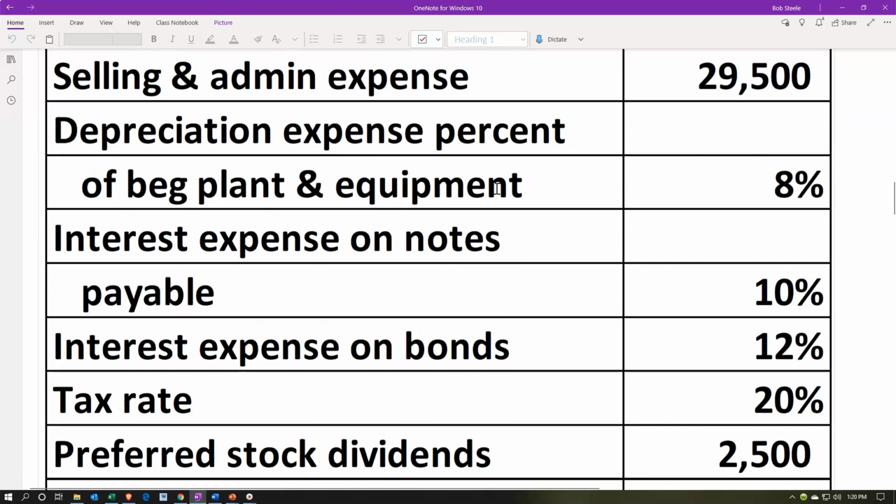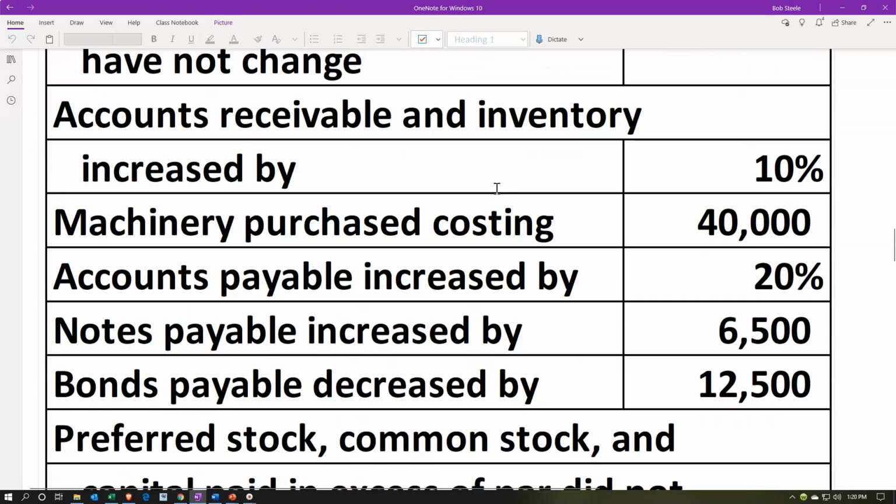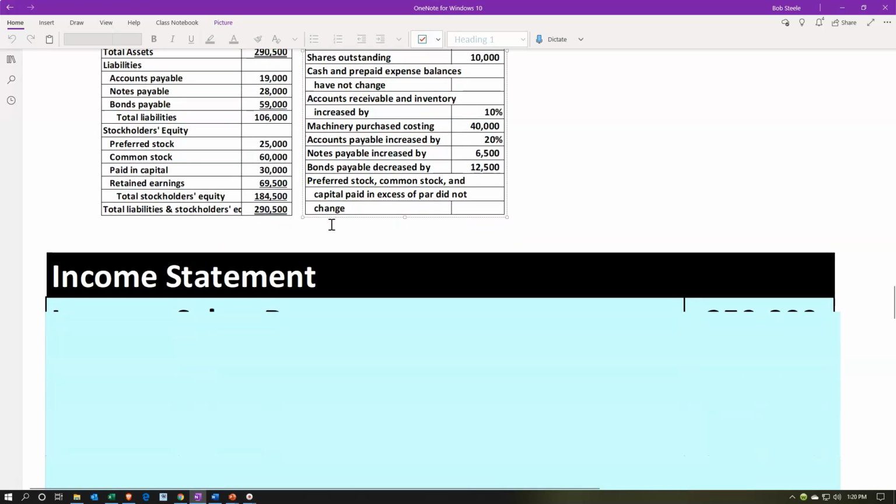Here, again, we're just going to reveal the accounts and then talk about the relationship between them. So this is going to be our information up top. We've got a snapshot of that information down below. So here's all the information for our practice problem.